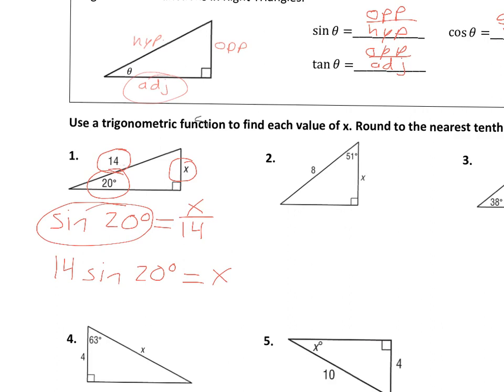Okay, once you're in degree mode, you could push second mode to quit and type in 14 sine 20. Close the parentheses if you want. It'll still work if you don't. So the answer is 4.8, and we need to round to the nearest tenth, so it's 4.8.